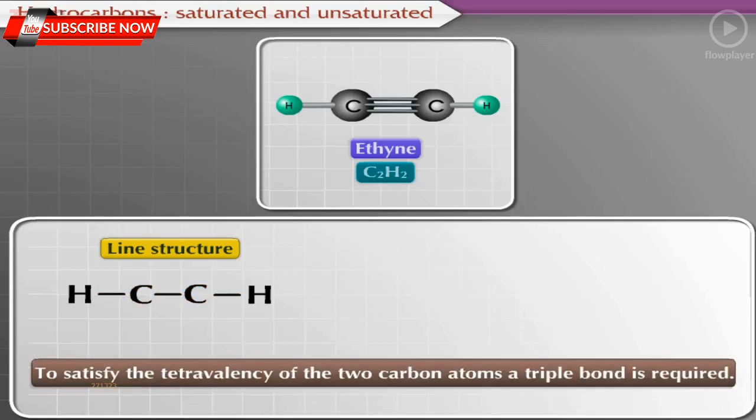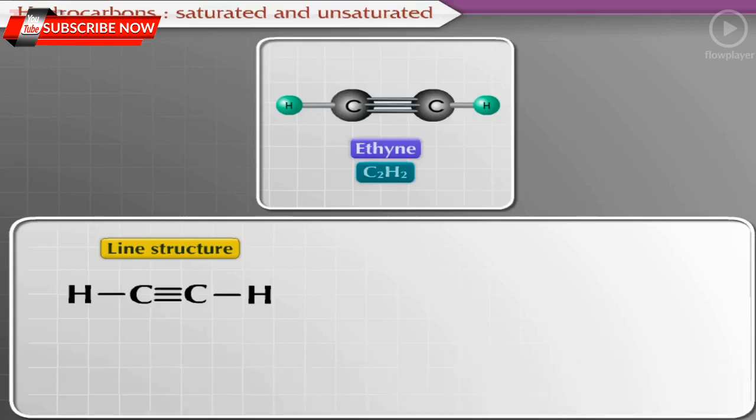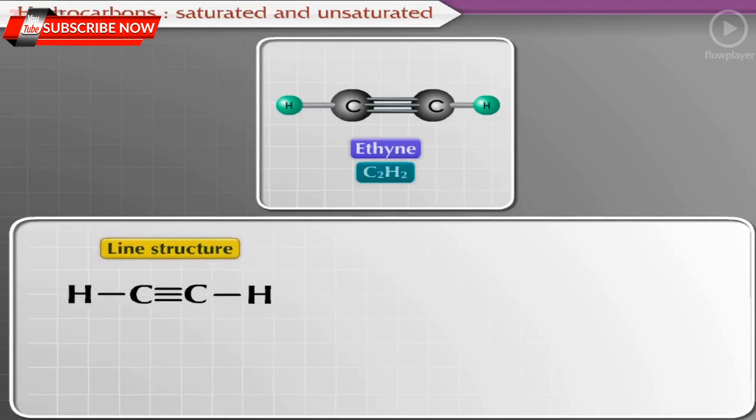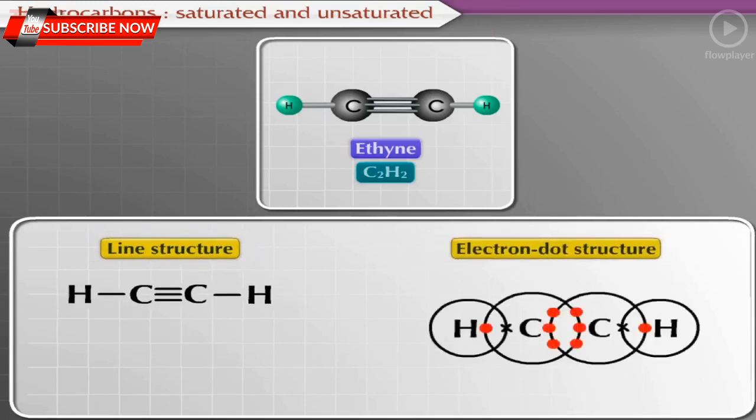To satisfy the tetravalency of the 2 carbon atoms, a triple bond is required. Therefore, let us draw a triple bond in between the 2 carbon atoms and satisfy their tetravalency. This is the line structure of ethine. In the electron dot structure of ethine, carbon electrons are represented by dots, while hydrogen electrons are represented by cross.